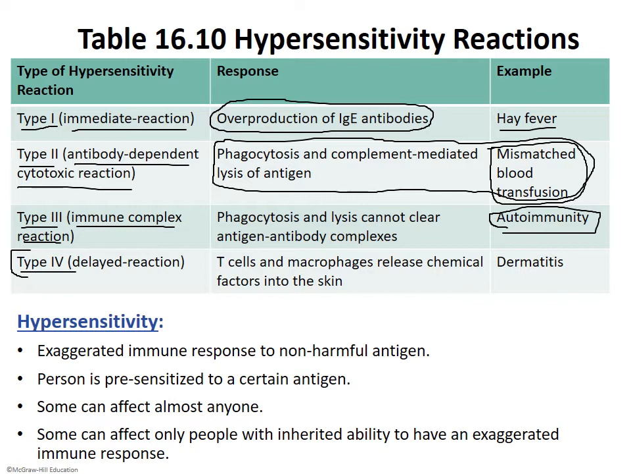Type 4, if you've ever had to have a TB test, type 4 is a TB test, and it's called a delayed reaction, and that's what it is. You take the TB test, they give you the little shot, and you have to come back a little later on to see if it has reacted. Now this one, type 4, is the only one that isn't antibody antigen dealing. It is all about the T cells and the macrophages, and they release chemicals into the skin. Again, dermatitis is the main one. That's why it's in the skin when they check for TB.